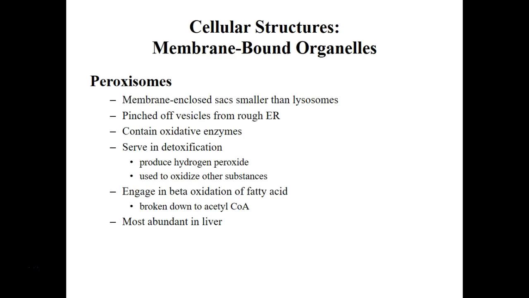Peroxisomes are membrane-bound vesicles as well. They're similar to lysosomes, but peroxisomes actually form from the blebbing off of a vesicle in the ER, so rough endoplasmic reticulum. And peroxisomes contain oxidative enzymes. When they bind to another molecule, they release these oxidative enzymes that cause damage to the cell. And in the process, they produce hydrogen peroxide, which is also dangerous to cells.